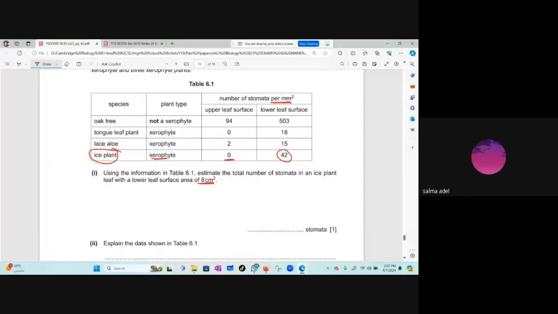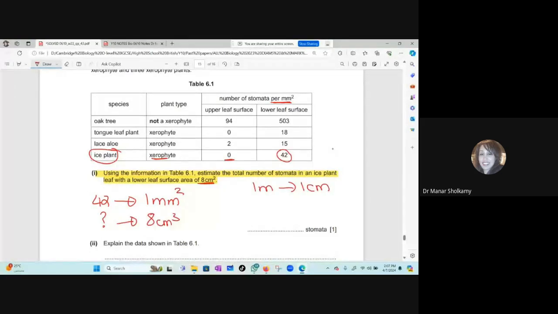Cross multiplication. Yes, but there's something tricky here. So you have 42 in 1 millimeter squared. Okay. This is in 1 millimeter squared. How much in 8 centimeters squared? To convert 1 centimeter to 1 millimeter, what do we do?